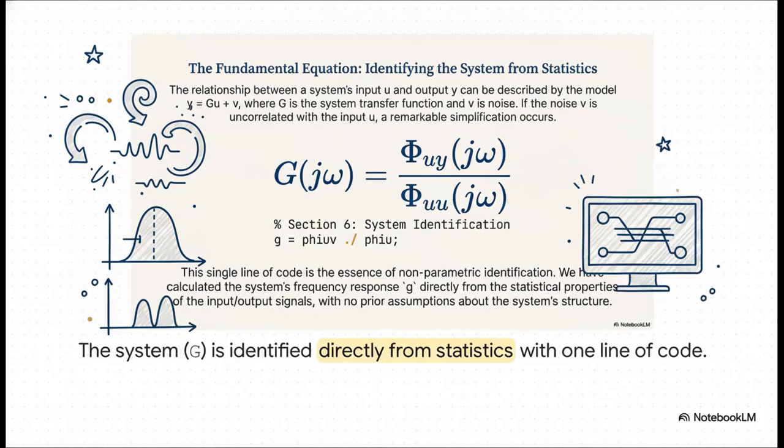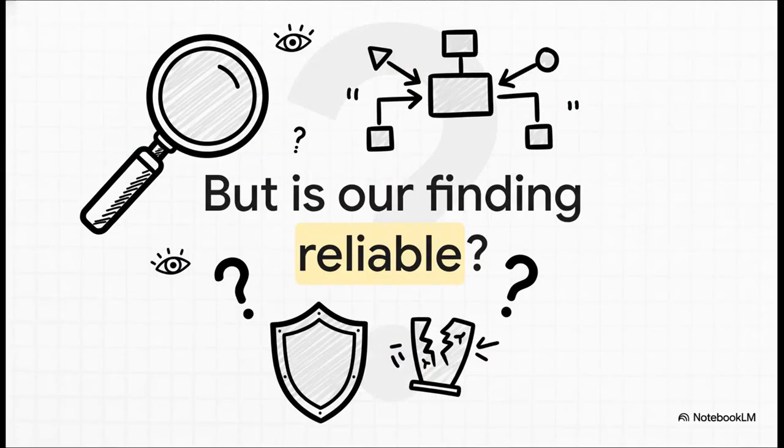And this right here, this is where the magic of statistics really shines. The system's behavior, its transfer function G, can be found just by dividing the cross-spectrum of the input and output by the power spectrum of the input. I mean, think about that for a second. We don't need some complex physical model. We don't need to solve any crazy differential equations. With basically one line of code, we can calculate the system's behavior directly from the statistical properties of the signals we measured. It's incredible.